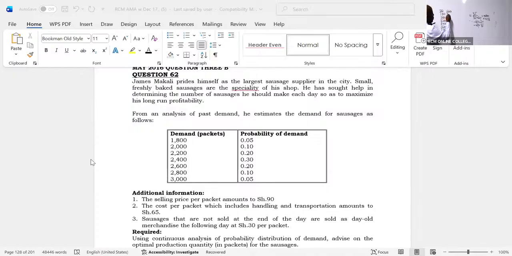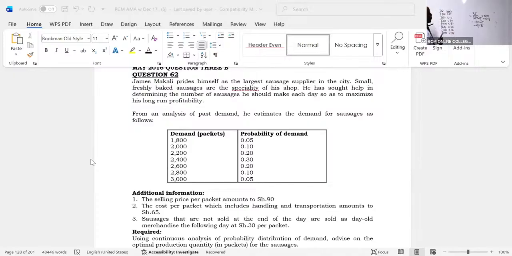Probabilities, we have 0.05, 0.10, 0.20, 0.30, 0.20, 0.10, and then we have 0.05.